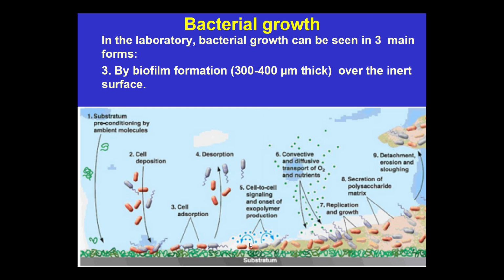This exopolymer fills the gaps in between bacteria and makes the substrate more suitable for bacterial growth. Then we can see convective and diffuse transport of oxygen and nutrition. And that's very important because different bacteria here may perform metabolism differently, and those bacteria that are anaerobic will be seen deeper in the exopolymeric structure, and they will not have access to the oxygen. And those that are aerobic will usually be on the surface.